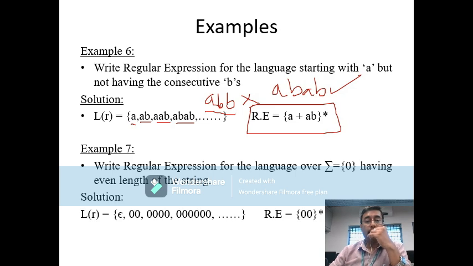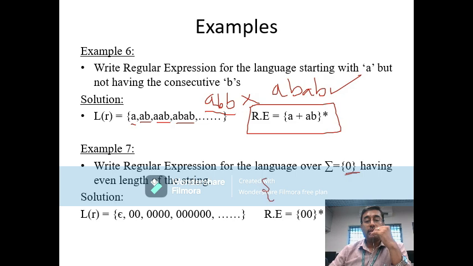Next, example 7. Write a regular expression for the language over 0 having even length of the string. So even length is 2, 4, 6, 8, like that, and for the input we have to use only 0. So since it's even length, we are starting with epsilon over here. So 2, 4, 6, 8.